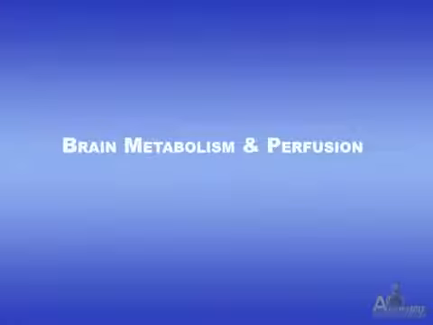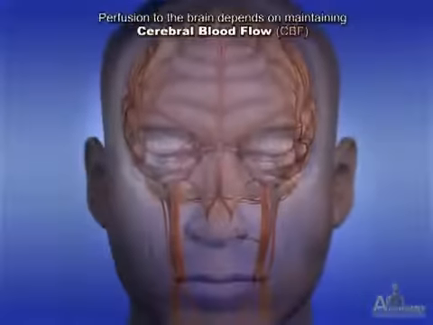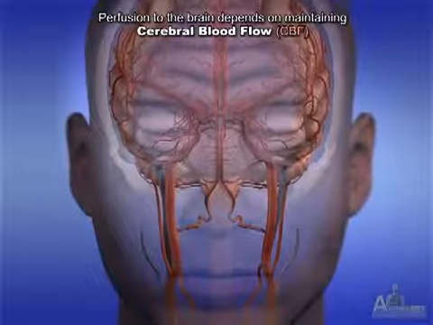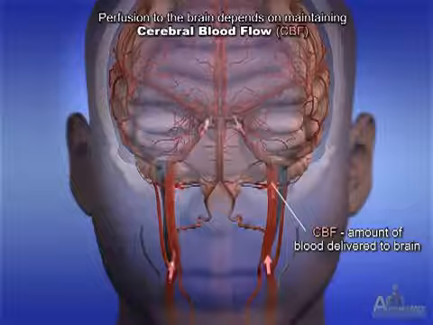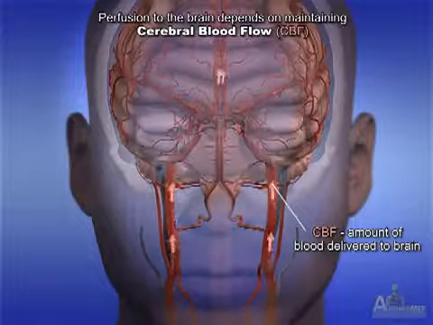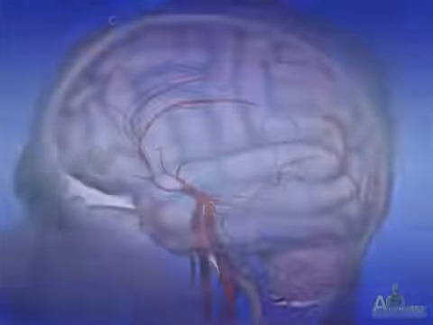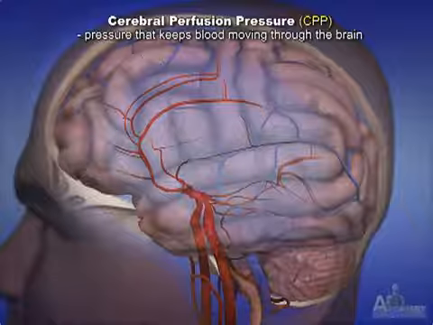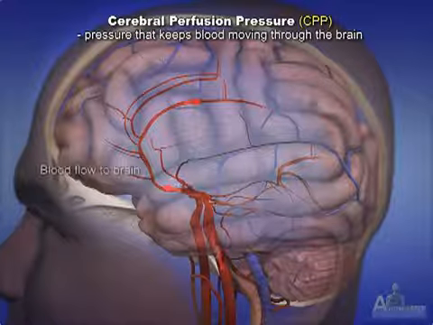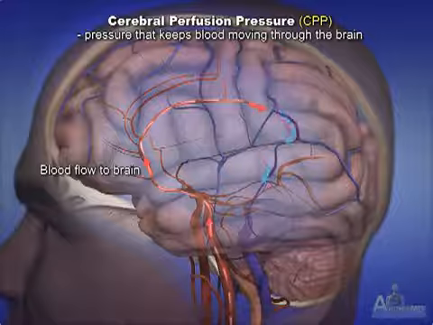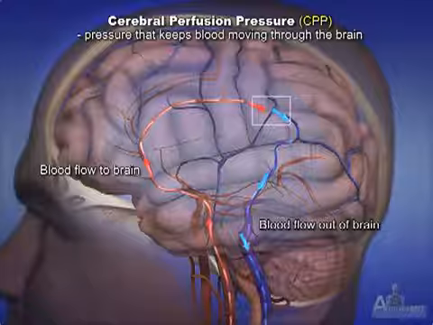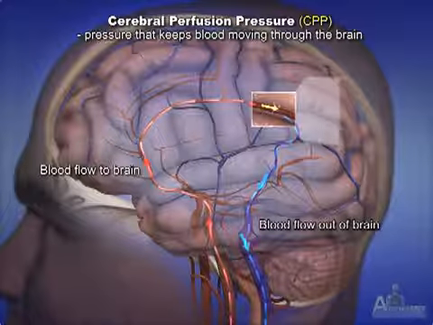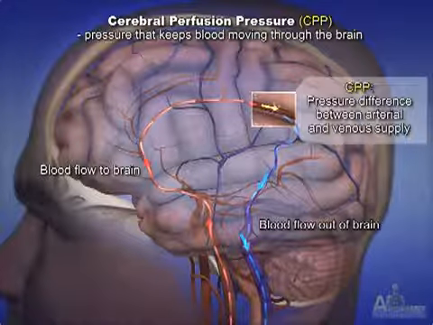The cells of the brain depend upon a constant supply of oxygenated blood in order to function. Cerebral blood flow is the amount of blood delivered to the brain in a given time. The pressure that keeps the blood moving through the brain is called the cerebral perfusion pressure. Cerebral perfusion pressure is the pressure difference between the mean arterial pressure and intracranial pressure.